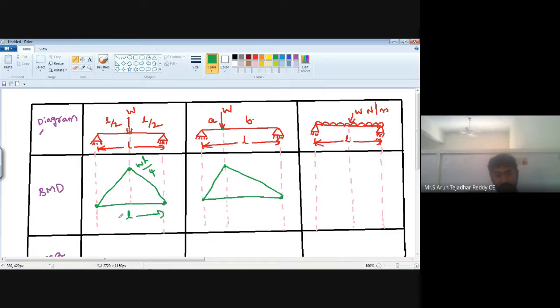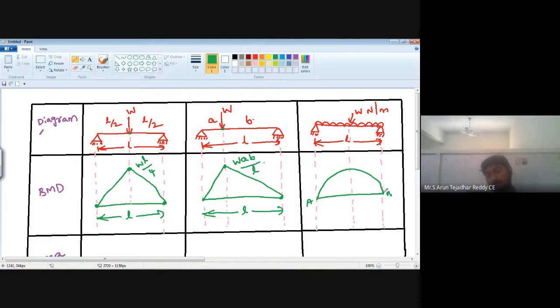See, this L is common, and here also the whole span is L. Now, what about this height? That is W into A, B by the whole span, because there are two different spans available here. Now, coming to the third diagram. So, draw the same beam, A, B. Next, it is a uniformly distributed load, so you will get a parabolic shape here.